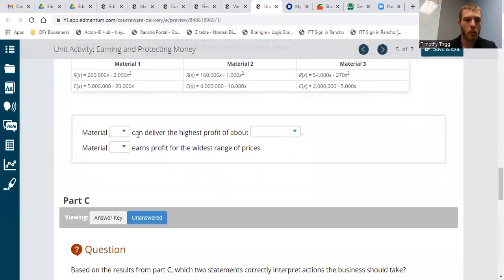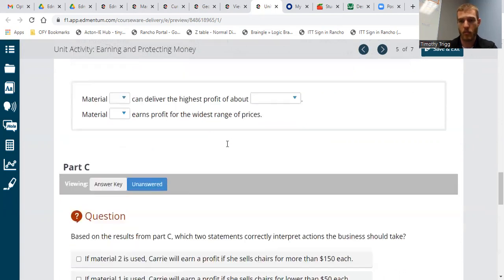Okay. So material blank can deliver the highest profit. So you need to answer. I already gave you the answers for these. Hopefully you're paying attention. If not, look back at the graphs. Material blank earns a profit for the widest range of prices. Again, the graphs give you that answer. Go ahead and answer that.